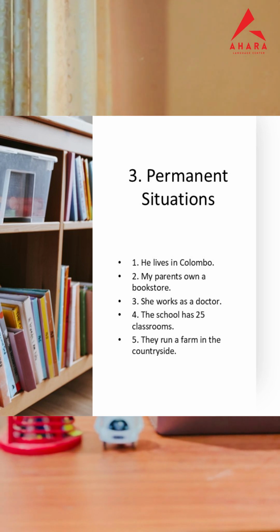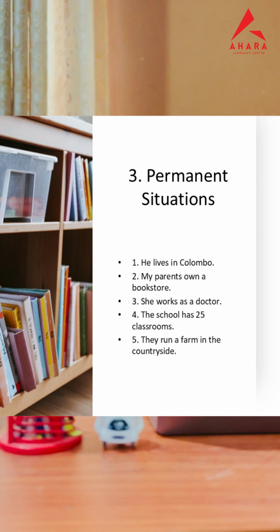What does it mean? He lives in Colombo. That is a permanent condition. Next one, my parents own a bookstore. So that is owned by them always. She works as a doctor. She's a doctor, so she will be working always as a doctor. The school has 25 classrooms. It is there, fixed. So that's a permanent one.